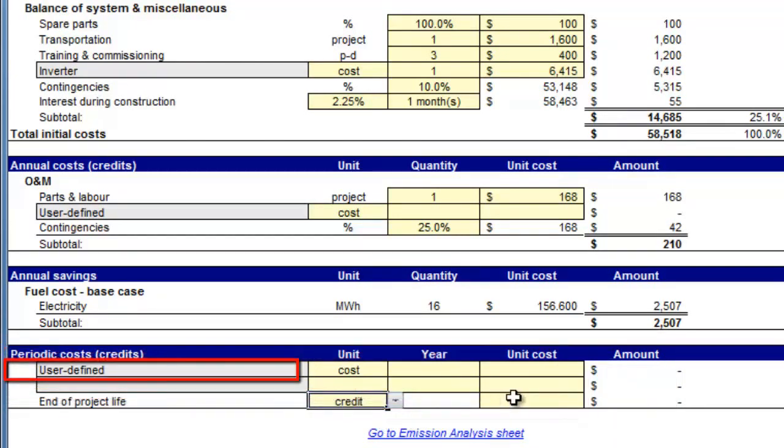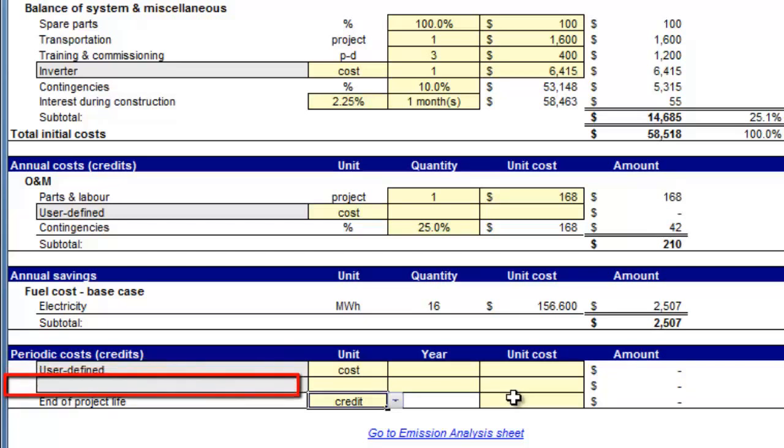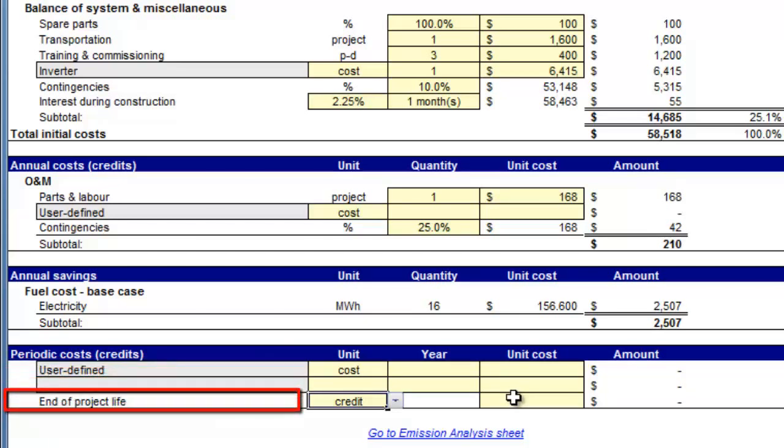The periodic cost typically associated with this project would be the anticipated replacement of major components such as the inverters after the initial warranty of about 12 years. Since we have assumed that an extended warranty of up to 25 years would be purchased, we will leave that area of the periodic cost empty.